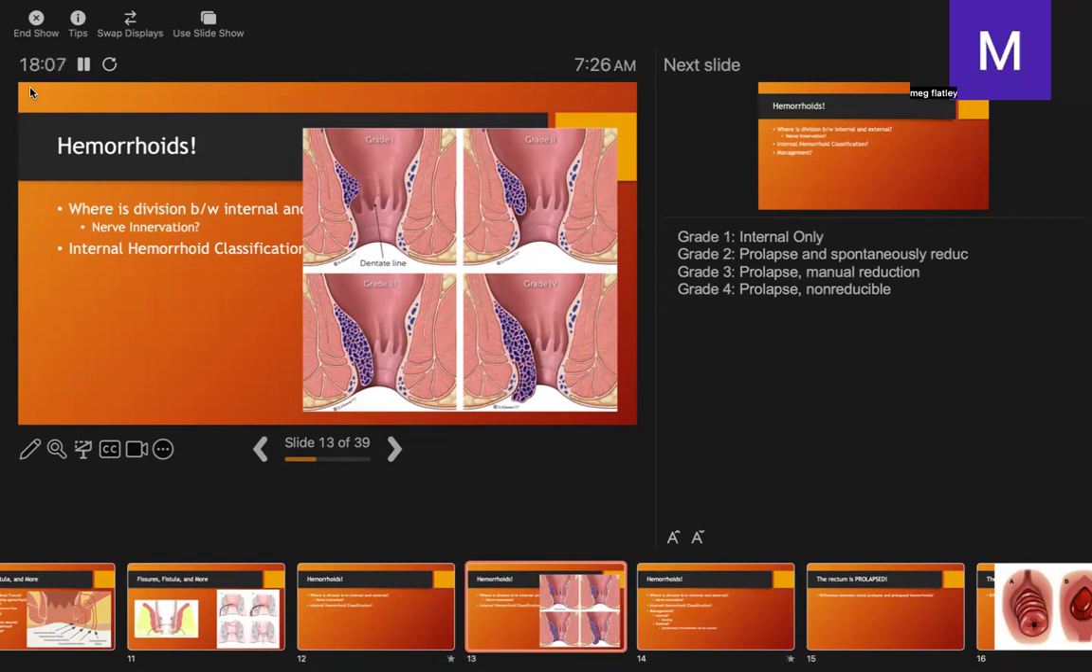What about grade 2? Someone's going to come in, like a woman, and she's going to say, oh man, when I poop, I feel this thing, and then it sucks back in by itself. That's a grade 2, okay? What about a grade 3? When I defecate, I have to push something back up into my canal, into my anus. And then what about grade 4? It's always hanging out. It's just there. You can't reduce it. Don't try. Okay.